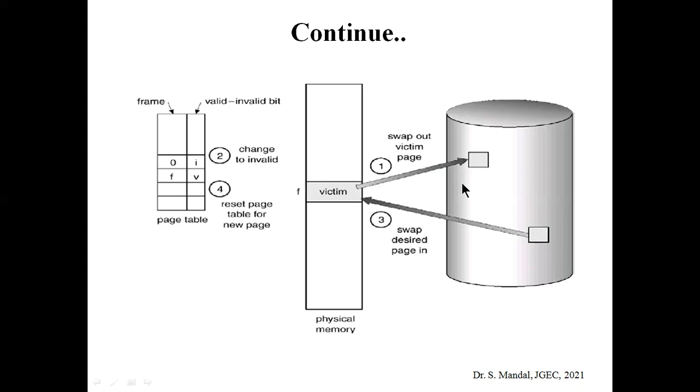Next, whenever we swap out the page from the eighth frame, obviously we need to change the valid-invalid bit. That means we need to change v into i, or invalid. Then the third step is to swap the desired page into the respective eighth frame. We load the respective page into the victim's eighth frame, and after that we need to reset the page table for the new page. So that is the particular procedure for page replacement.